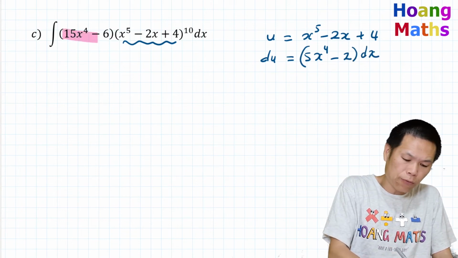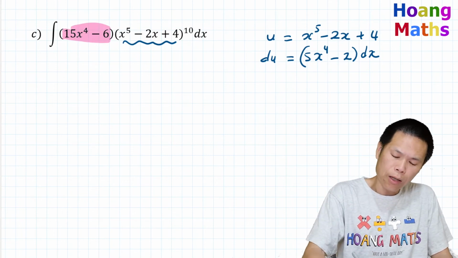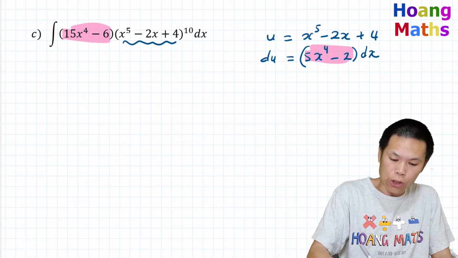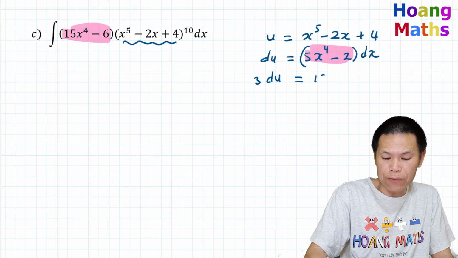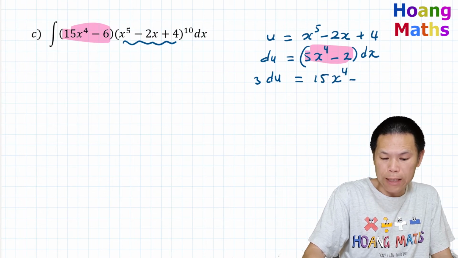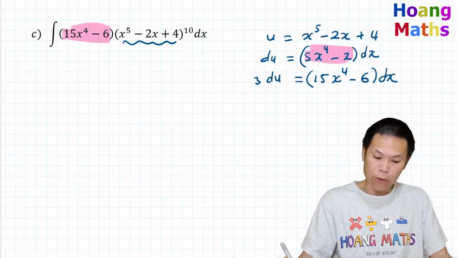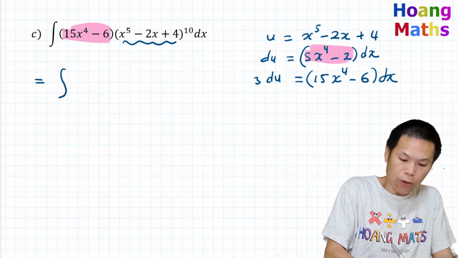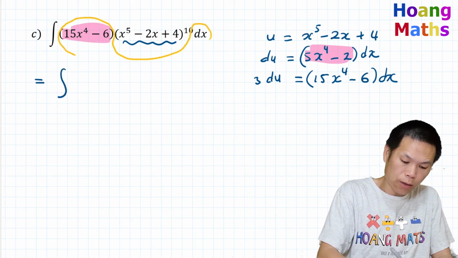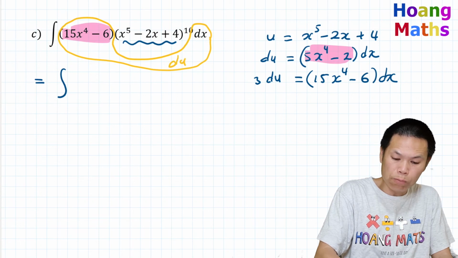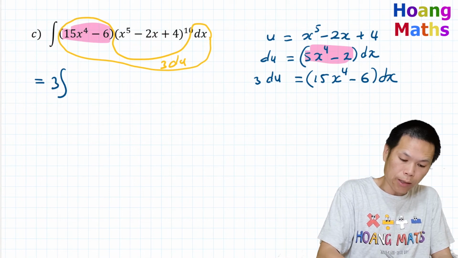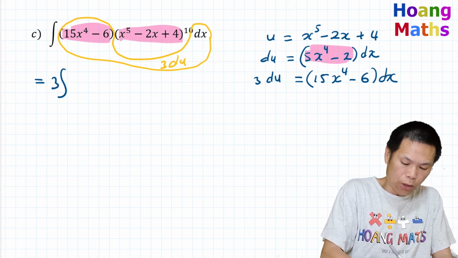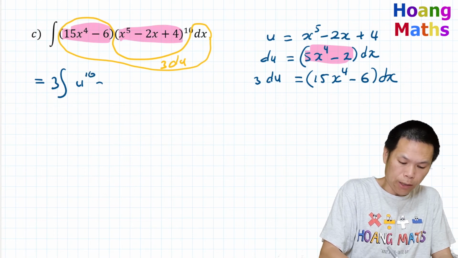But then this function here is actually 3 times these functions. So therefore I can just multiply by 3 on this side, and times 3 on the right hand side becomes 15x to the power 4 minus 6, and then this is dx, right? So what I do now is I just replace this with integration, and this function here is du, but it's 3 times that. So I put the 3 in front, and this is u. So we just write u to the power of 10 and then du.